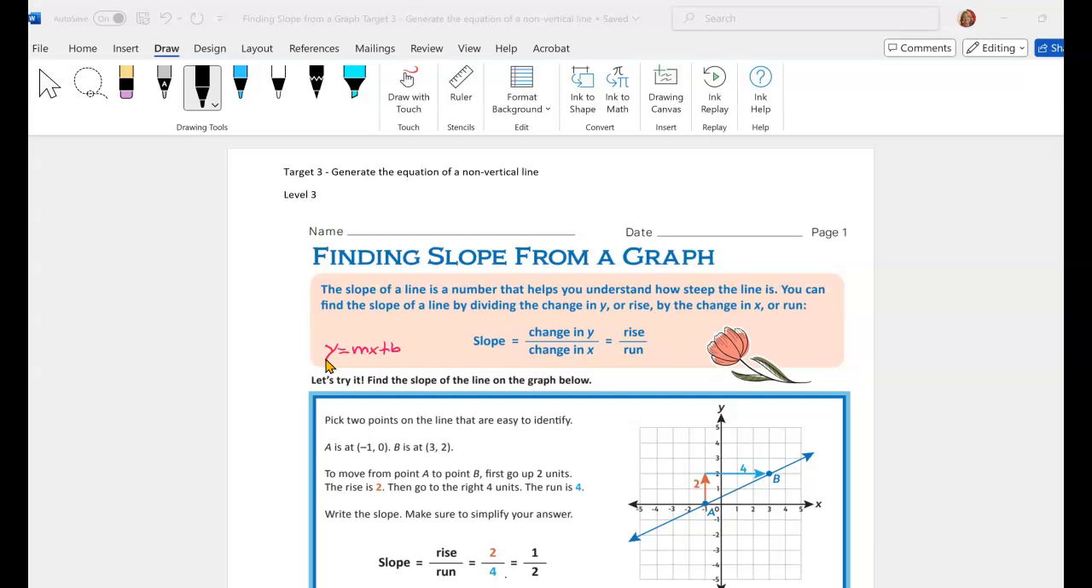a line that has a slope and a y-intercept. Y equals mx plus b. This is the slope. And this is the y-intercept.